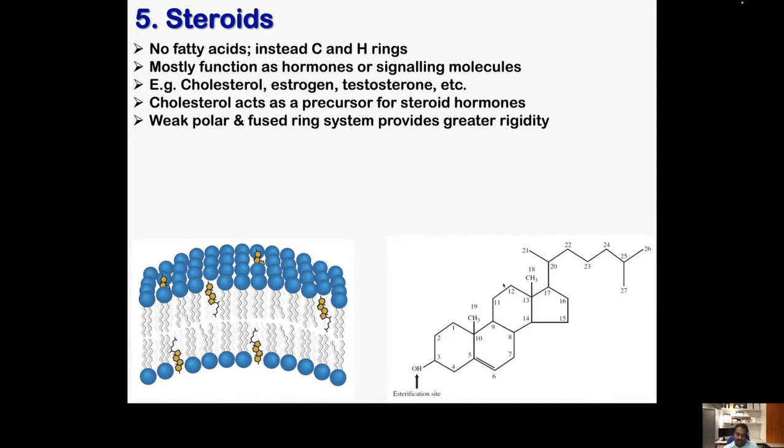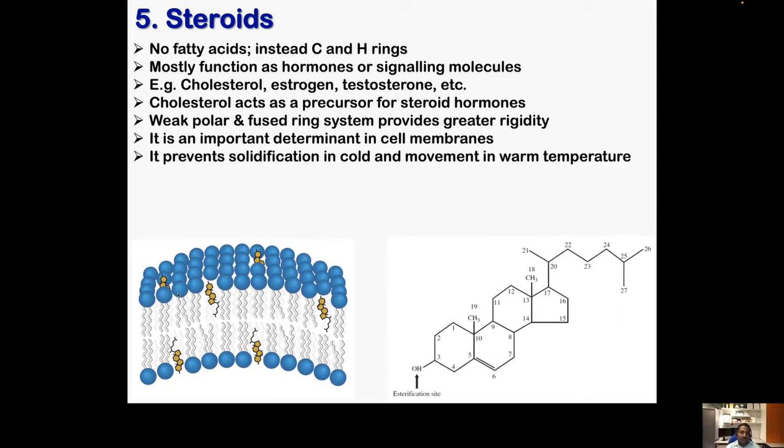Okay, because of the ring system, it's got a huge rigidity. It is an important determinant in cell membrane. If you look at the plasma membrane, these cholesterol molecules will be anchored everywhere. Okay, it's really an integral part of plasma membrane.